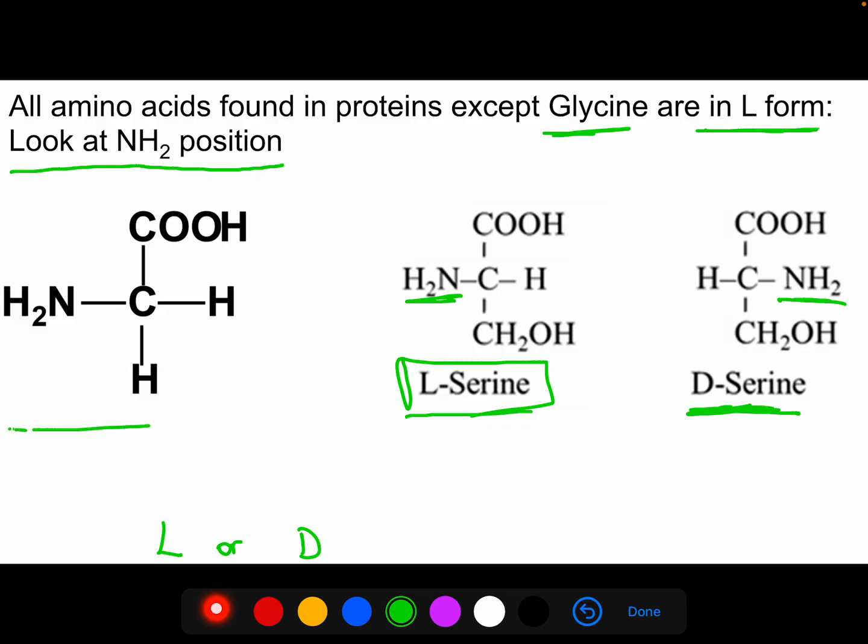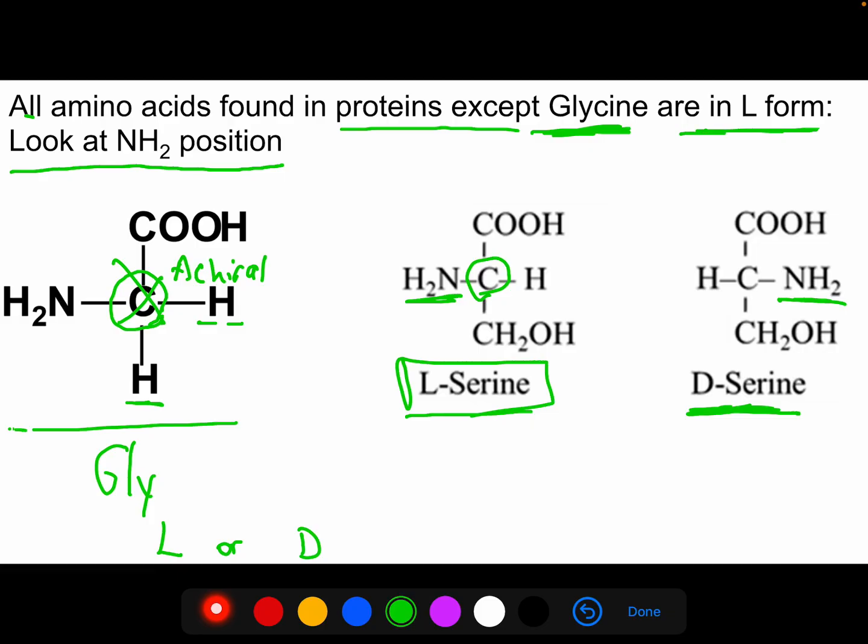So let's look at this one. This is glycine. That's the simplest amino acid. When you look at glycine, this carbon has two hydrogens. So since it has two hydrogens, we cannot really talk about D or L form. It doesn't have a form. To be able to talk about the D or L form, the carbon has to be a chiral carbon. So this is not a chiral carbon, that's an achiral carbon. And that's why there is no D or L form. So you just need to know this because this will come up in the questions. All amino acids found in proteins except glycine are in the L form.